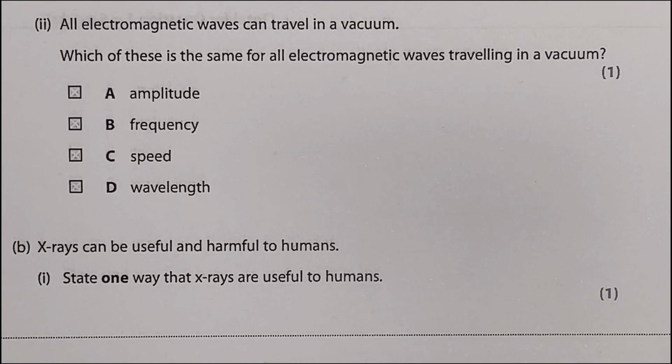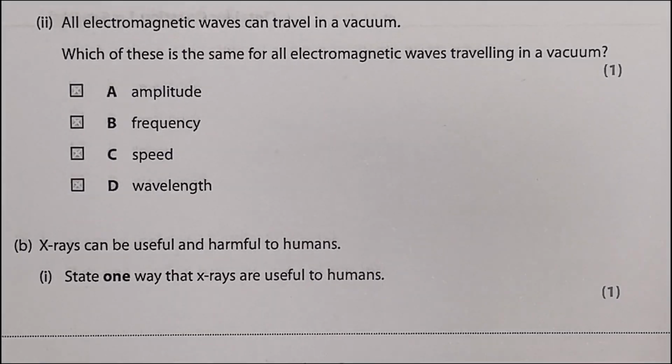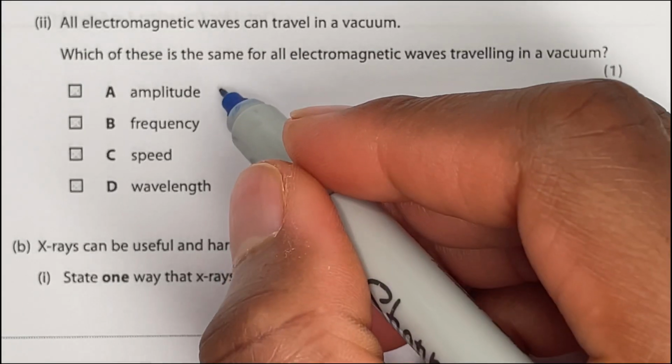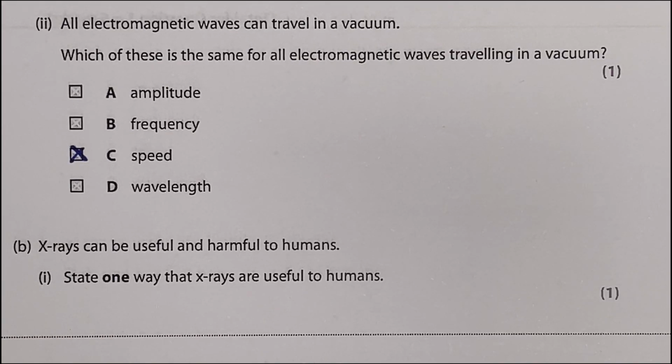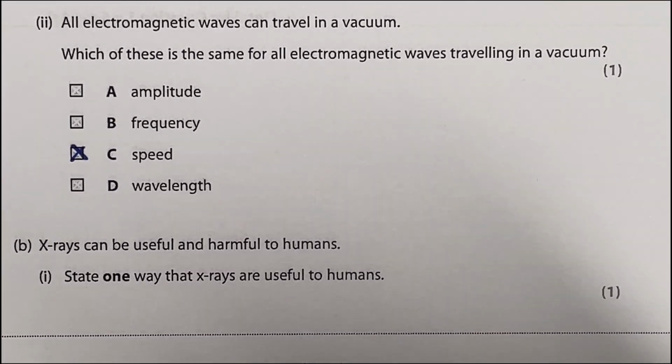All electromagnetic waves can travel in a vacuum. Which of these is the same for all electromagnetic waves traveling in a vacuum? Amplitude, no. Frequency, no. That would be speed. X-rays can be useful and harmful to humans. State one way that X-rays are useful to humans.